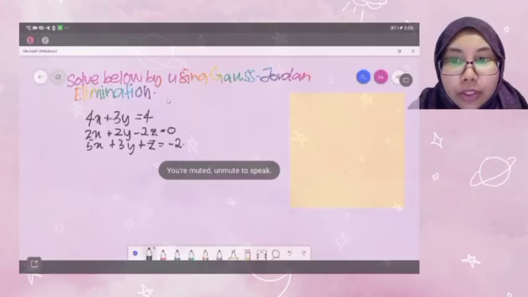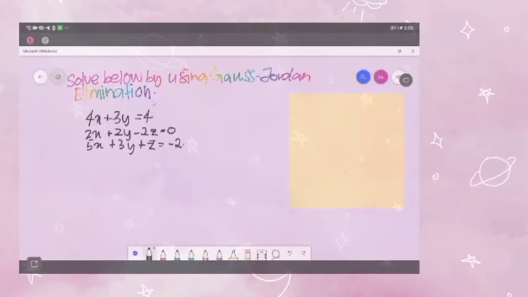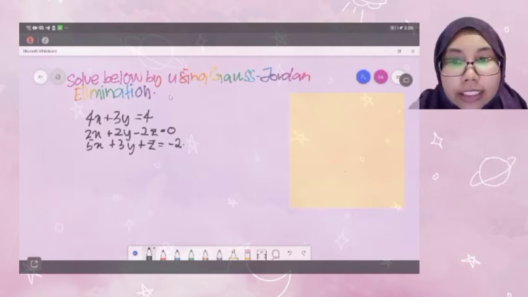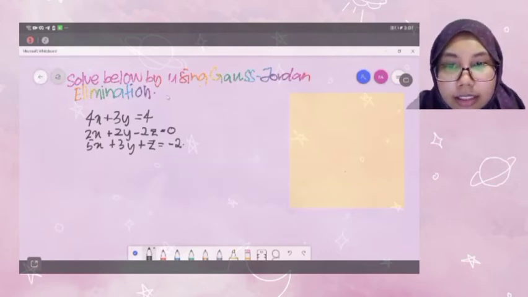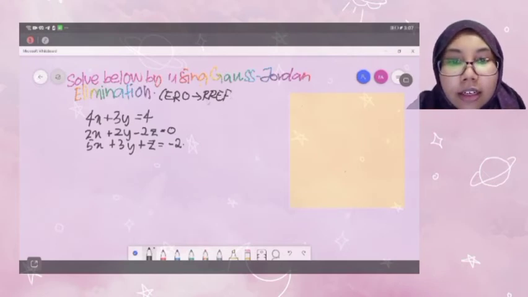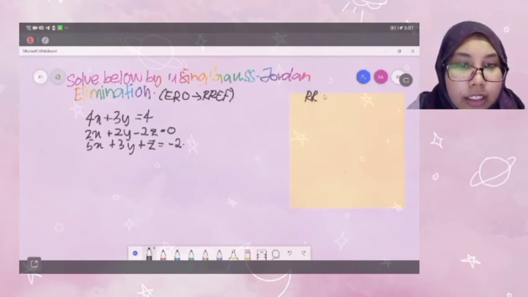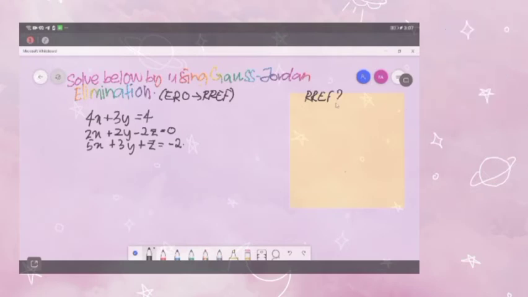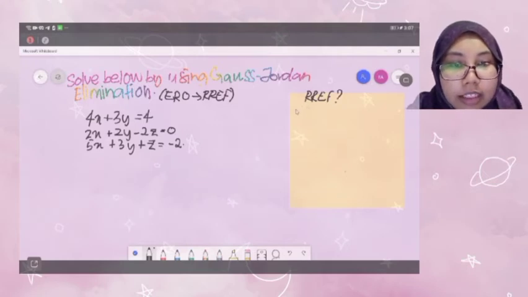Okay, today we are going to solve the below problems by using Gauss-Jordan elimination, or we usually know it as ERO, or elementary row operation, to produce RREF. RREF is reduced row echelon form. So what conditions are we looking at for RREF?